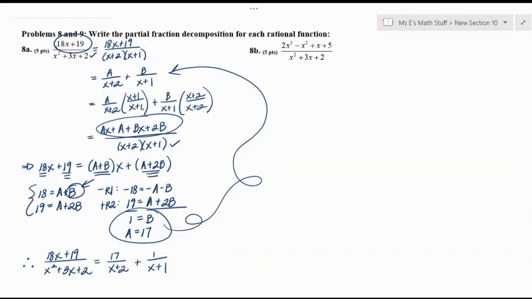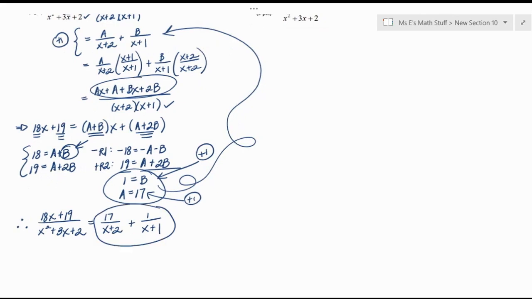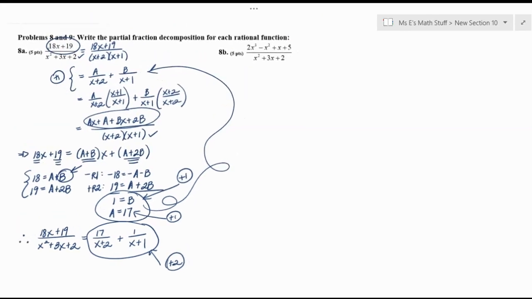Let's see, 1 point right here for getting the form. Let's see, 1 point for finding out that b equals 1. Or it didn't have to be b. If you called it a, that's okay too. So 1 point for getting 1 for one of the constants, and 1 point for getting 17 for the other constant. And then the last 2 points are for getting the final answer right here, where you have 17 over x plus 2 and positive 1 over x plus 1. There we go. And that's out of 5 points.